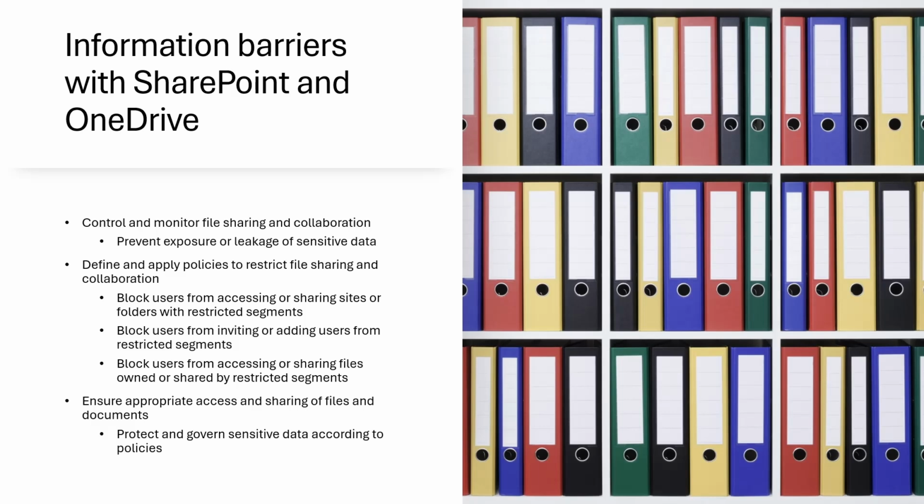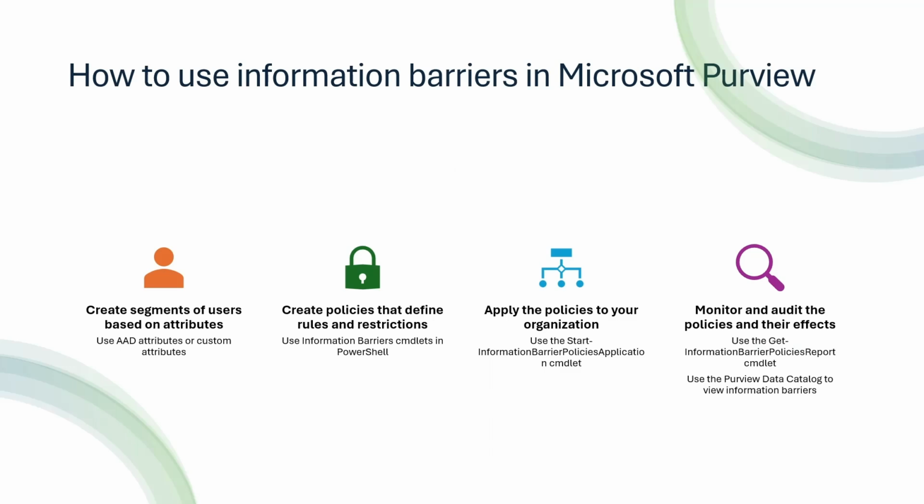So, how do we use information barriers in Microsoft Purview? For us to use information barriers in Purview, there are specific steps we've got to follow. The first step is we need to create segments of users based on the attributes that we want to use to separate them. We can use Entra ID attributes such as departments, roles, or location, or even custom attributes that we can define within Entra ID.